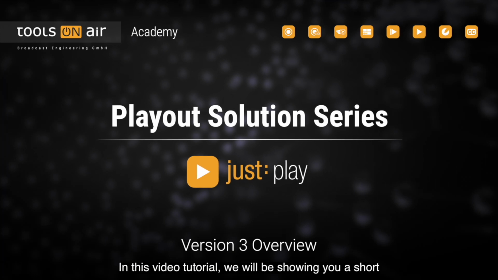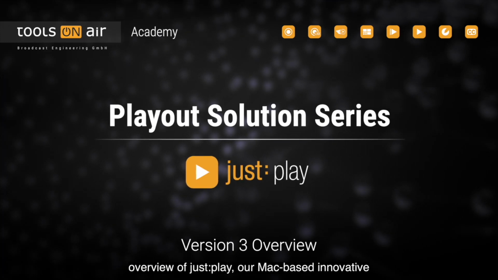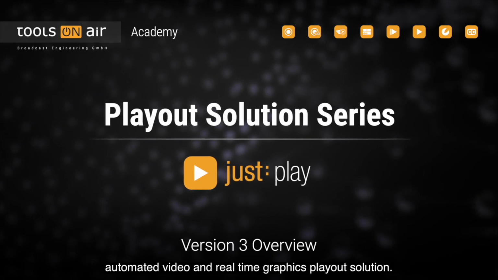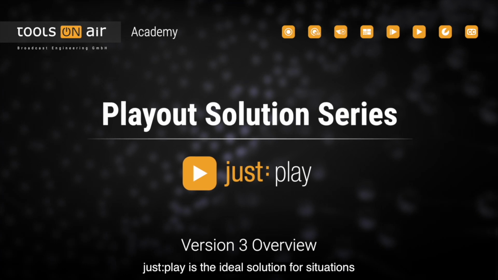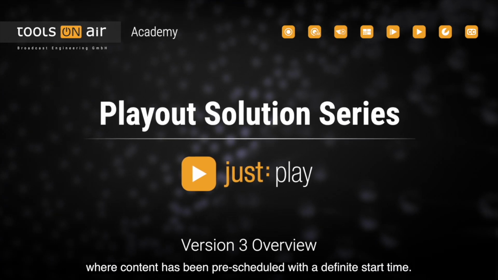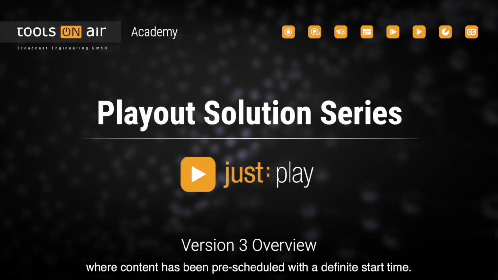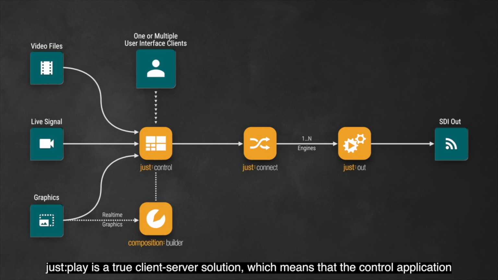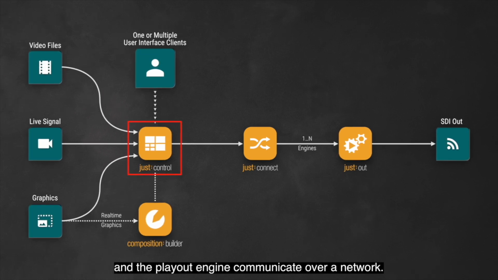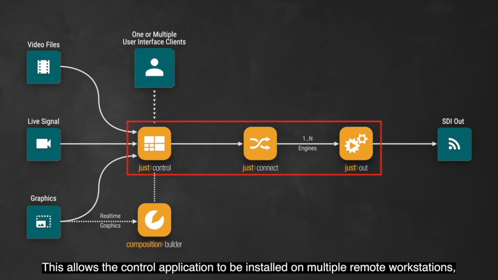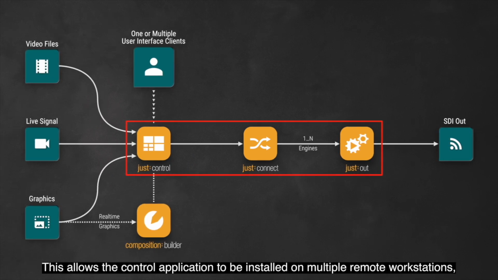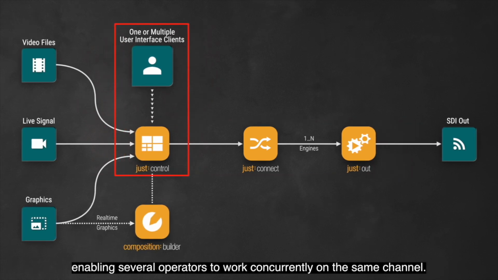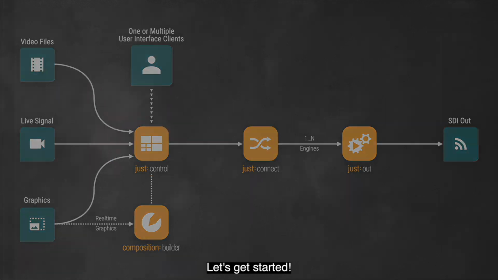In this video tutorial, we will be showing you a short overview of JustPlay, our Mac-based innovative automated video and real-time graphics playout solution. JustPlay is the ideal solution for situations where content has been pre-scheduled with a definite start time. JustPlay is a true client-server solution, which means that the control application and the playout engine communicate over a network. This allows the control application to be installed on multiple remote workstations, enabling several operators to work concurrently on the same channel. Let's get started.